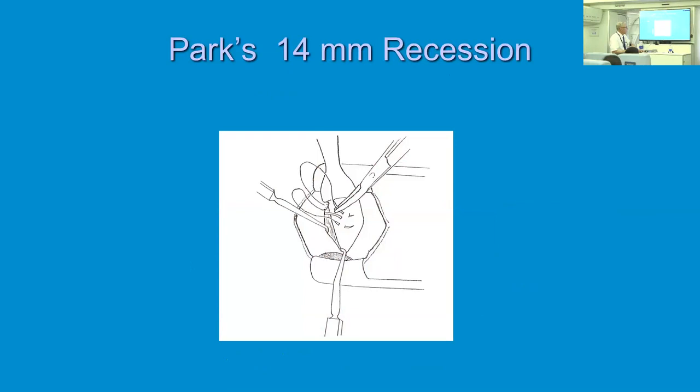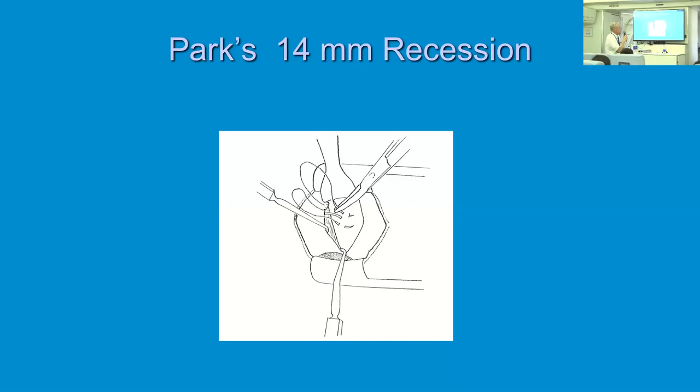Now, the 14 millimeter recession is where you actually locate the vortex vein as it exits from the sclera, and you then attach, and there's the vortex vein, and you insert the muscle just on both sides of the vortex vein, if you can visualize that way, as close as you can to the inferior rectus muscle, and that's a 14 millimeter recession.